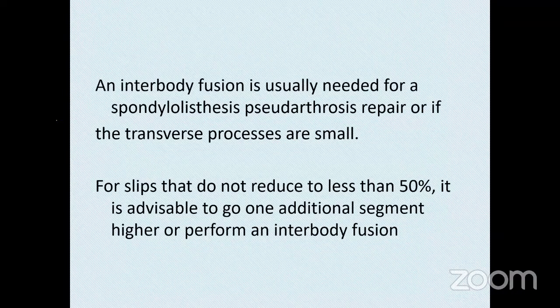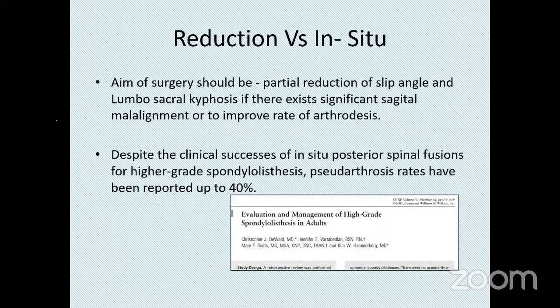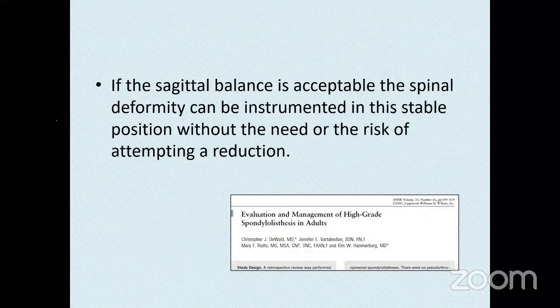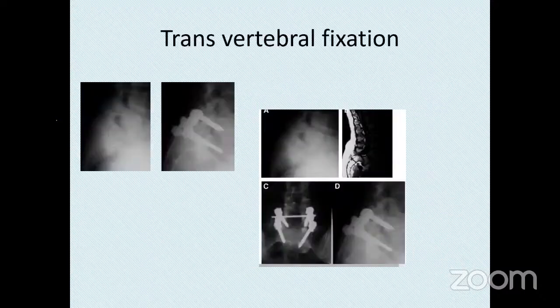Next comes the question of whether to reduce or not reduce. In cases in which the slip is very high and we don't reduce the slip, the chance of progression of the slip and the chance of residual pain increase. However, should reduction be done in all cases? Well, it's not so. If the sagittal balance is acceptable, then the spinal deformity can be instrumented in a stable condition without the need of attempting a reduction.